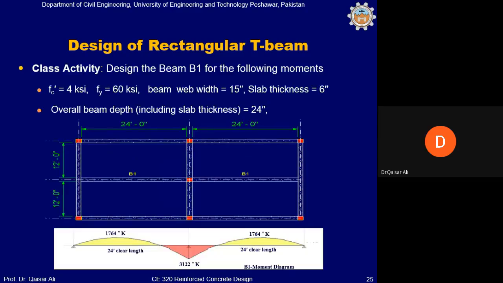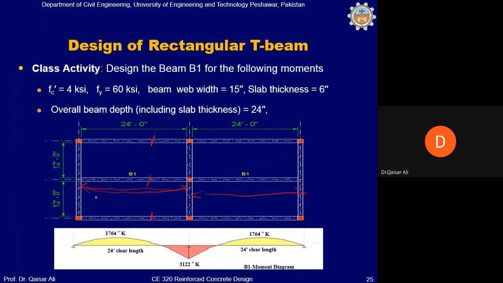Okay, now let's move ahead to another scenario. This is a class activity, and you can try this class activity right now or later. This is a case. You can see these are beams. This is one beam, this is another beam, 3 beams are running. This is the length of the beam. The beam is continuous past this support.